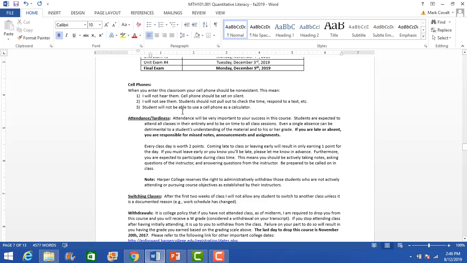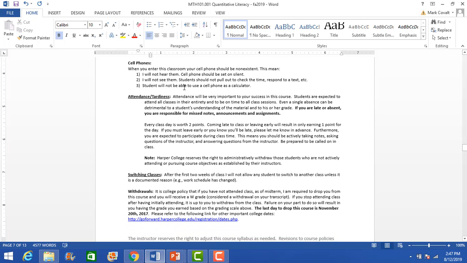Cell phones. This is my policy on cell phones in general when I'm in class. So please, please, please don't have them out. Just don't, because there's no need to have your cell phone out in class, because we'll be doing enough work.